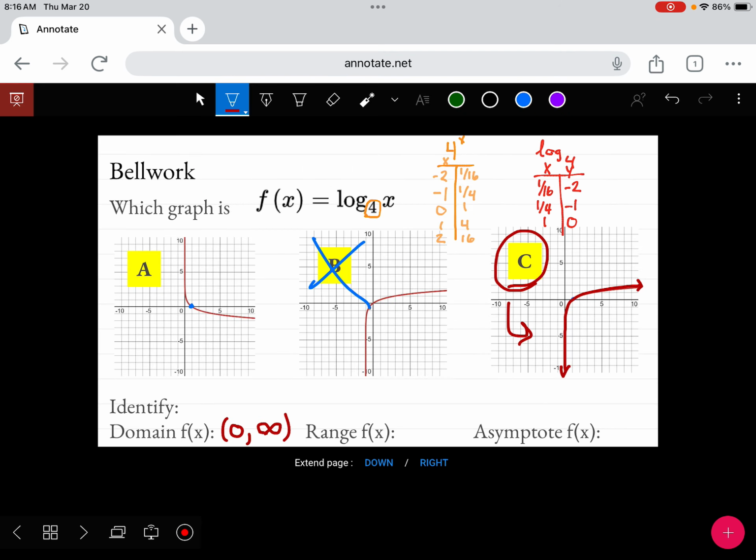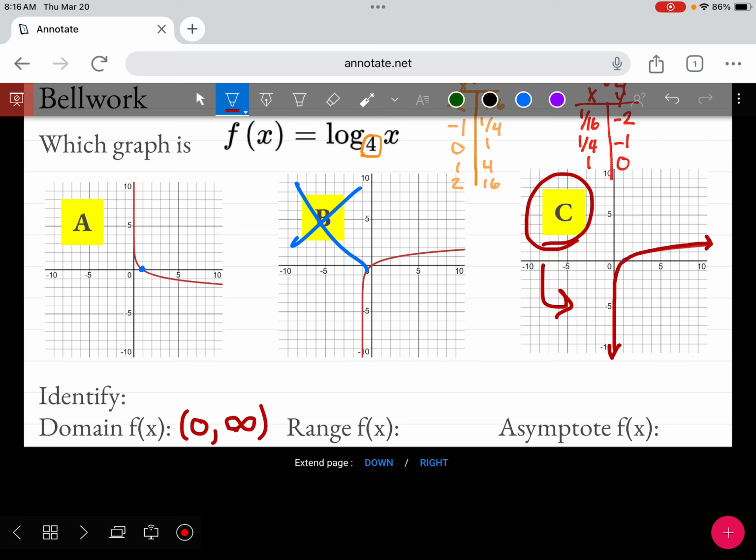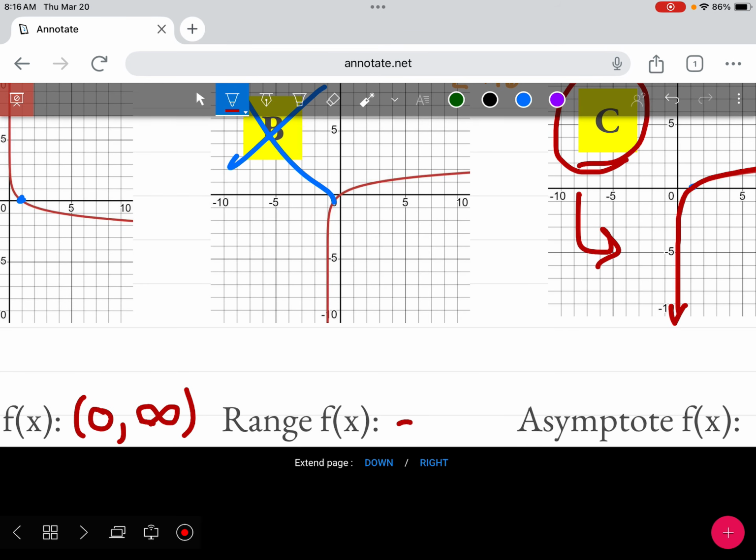And in fact, that'll be our domain for every logarithmic parent. So every log that doesn't have transformations is going to be 0 to infinity. What's our range on this one? Negative infinity to positive infinity. And again, that's going to be our range for absolutely every single logarithm. Every single one.